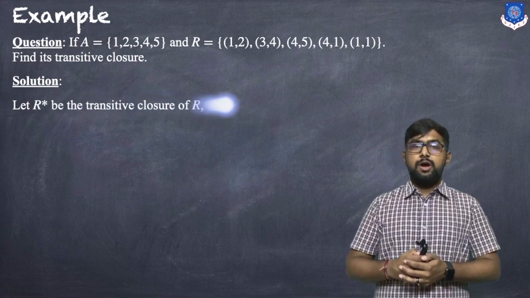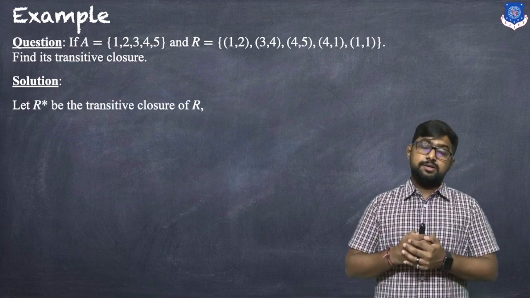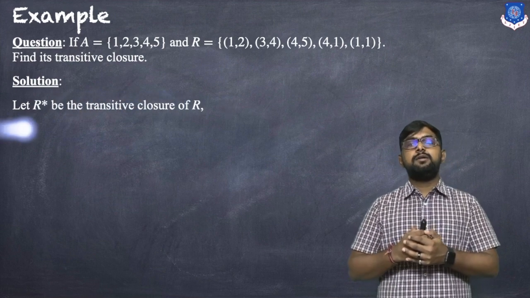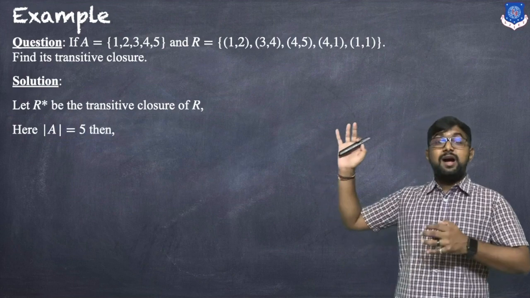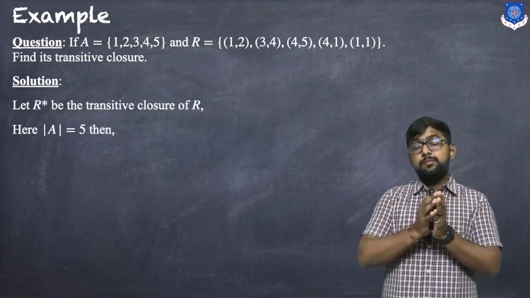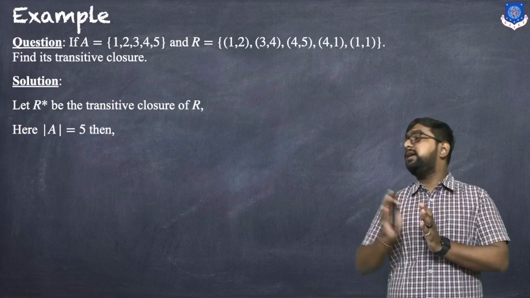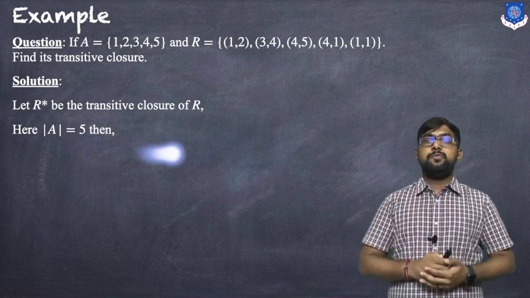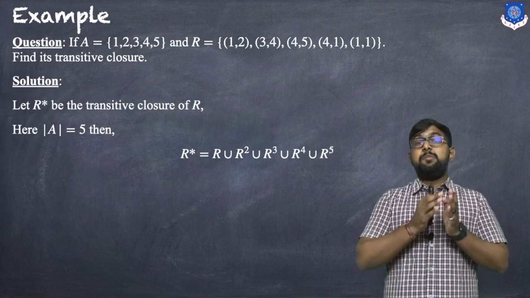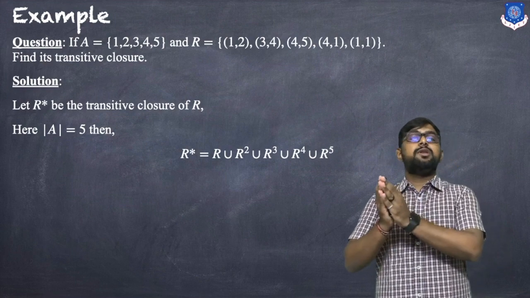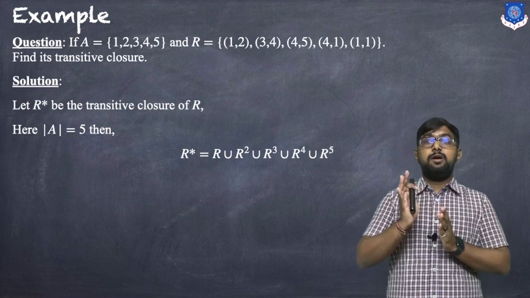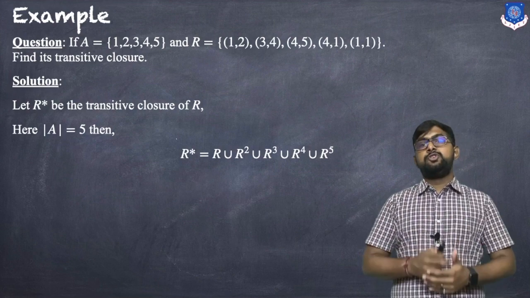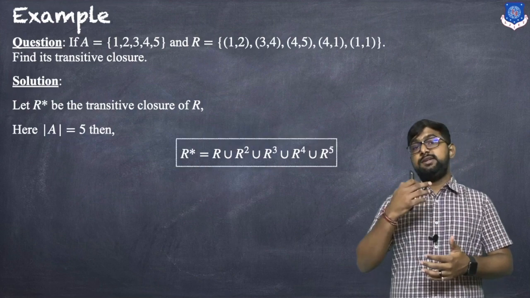So now R star. Let R star be the transitive closure of R. Here the cardinality of A, that means how many elements are there in A, is clear: there are 5. So what will be the R star? It will be R union R square union R cube union R raised to 4 and union R raised to 5. So this will be the R star, that is the transitive closure.